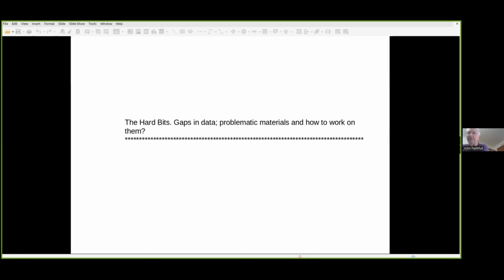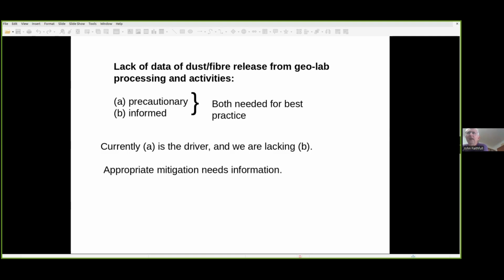And in particular, these involve the cutting, polishing, grinding of these materials. Currently, we have a lack of published data on the dust fibre release from geological lab activities. In order to assess risk, you need to take a precautionary approach, but you need to be informed. You need to have data and information, and we need both of those for best practice.